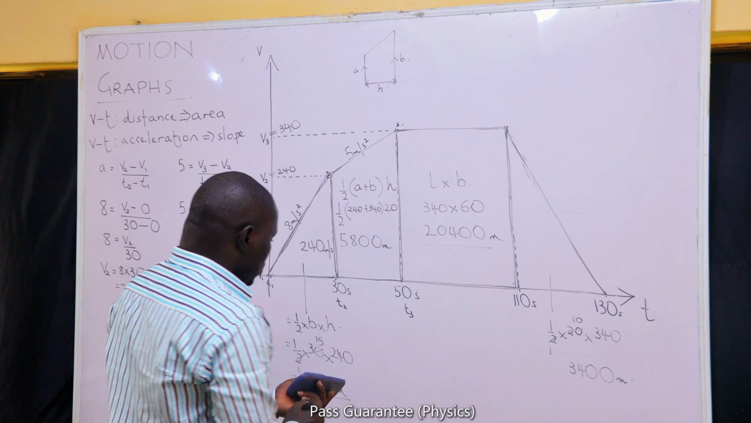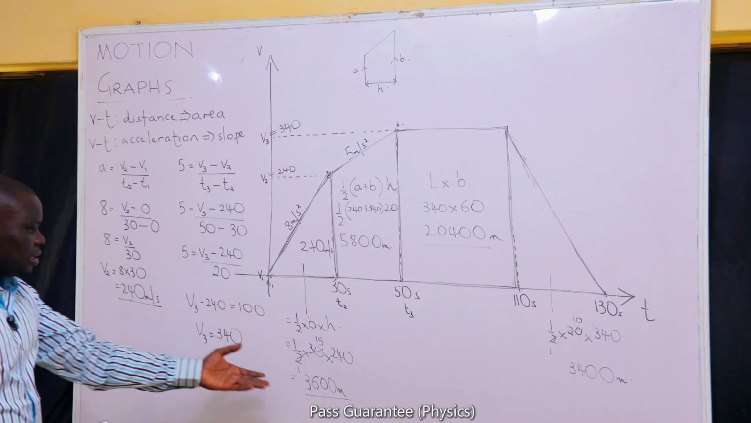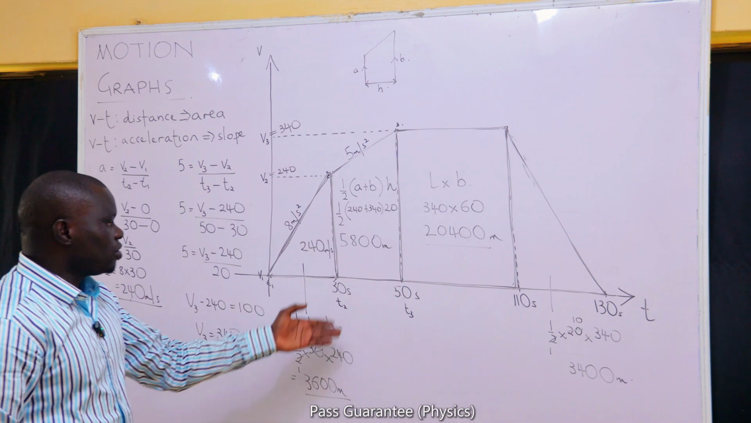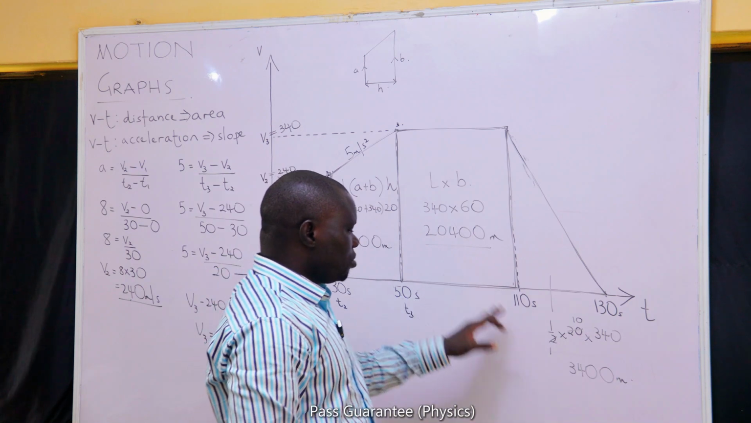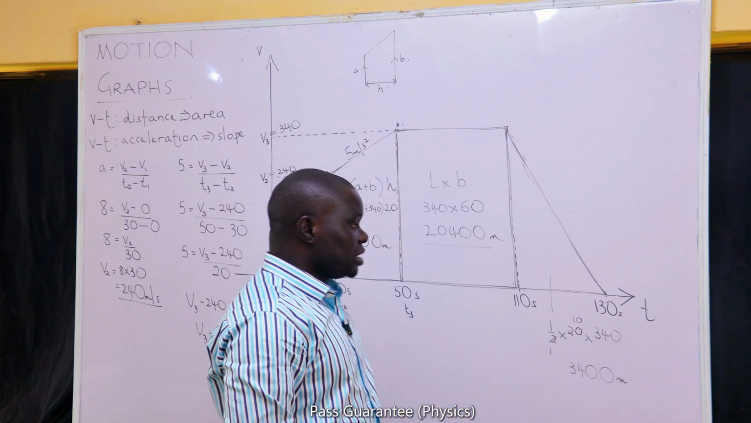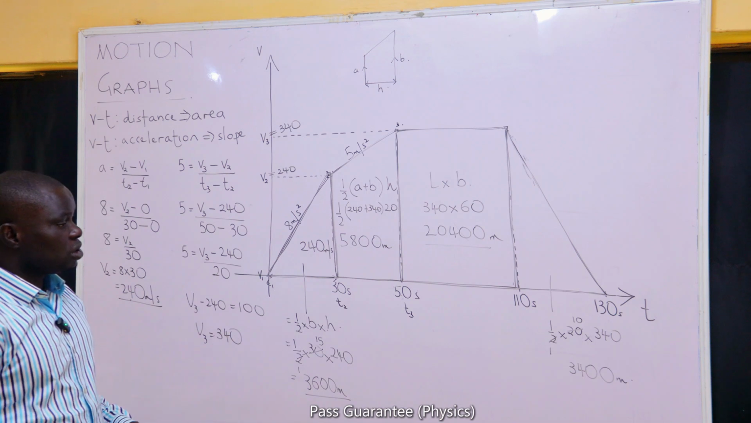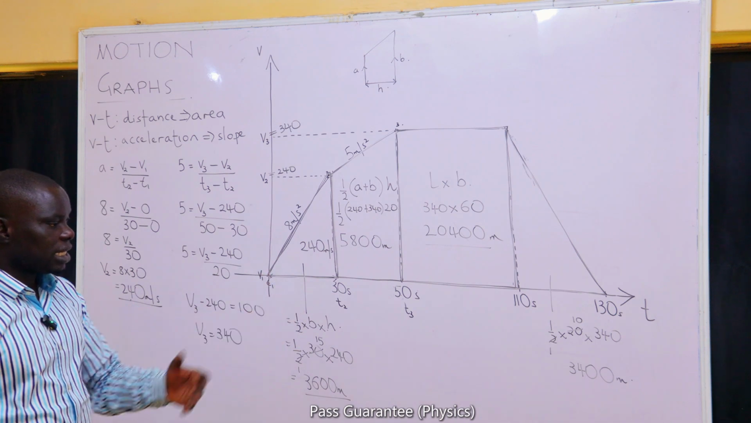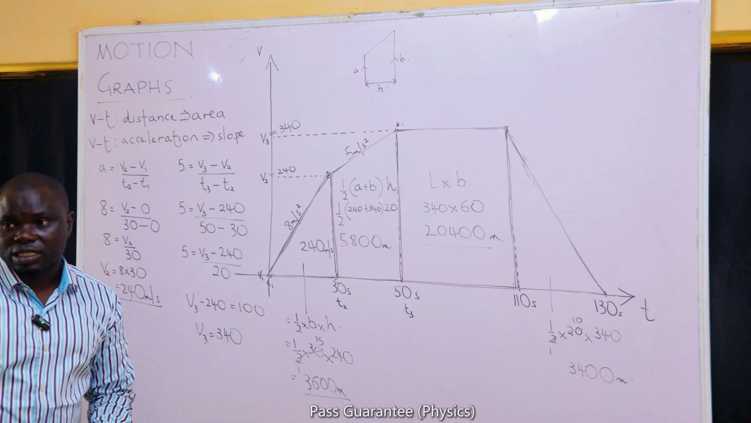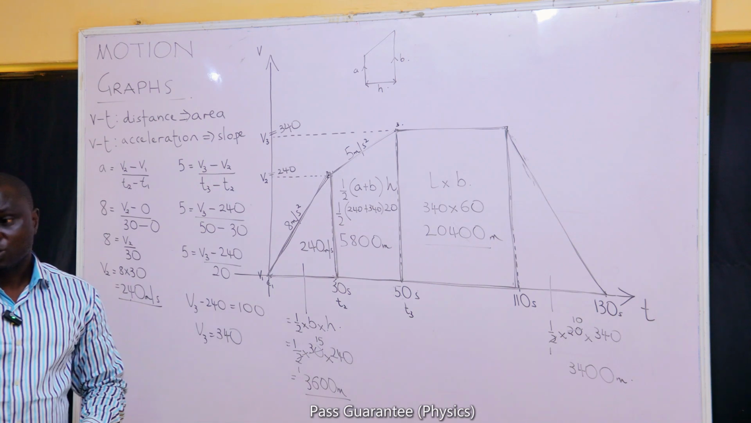So, to get the total distance, we'll just add this together. We'll add 3,600 plus 5,800 plus 20,400 plus 3,400. That is the total distance covered for this object. Then we'll just divide it by the total time, which is 130, and I believe we'll still get the same answer. So with that, we have come to the end of motion as a topic.